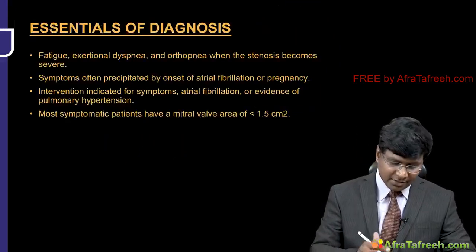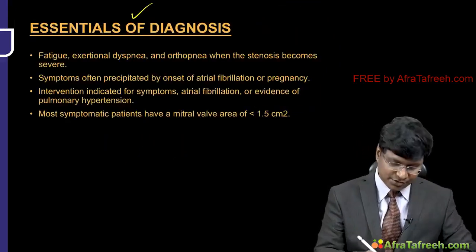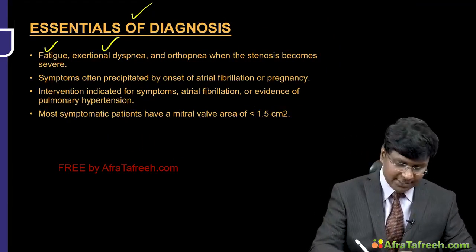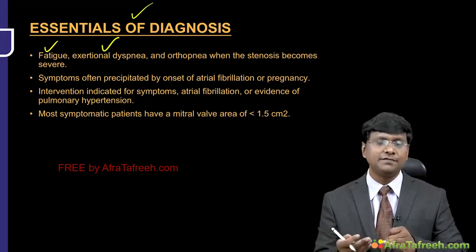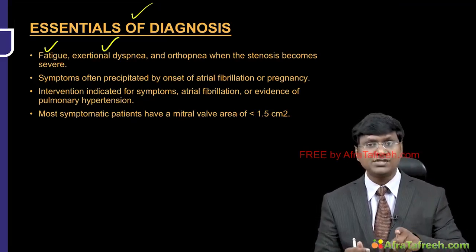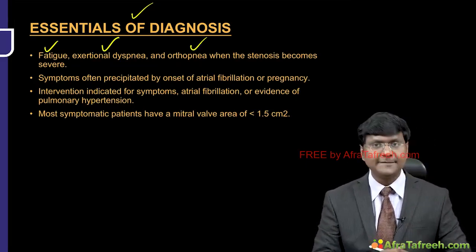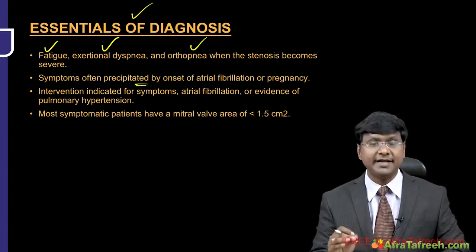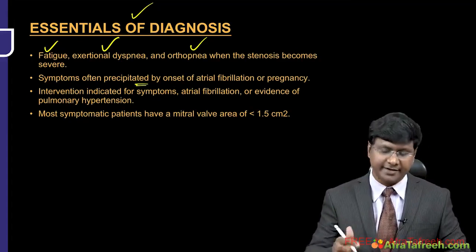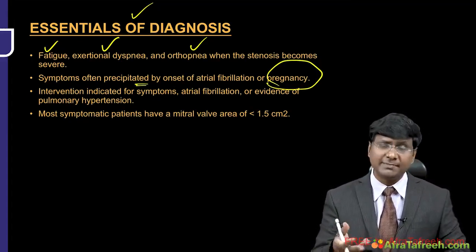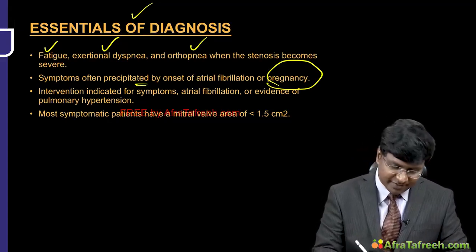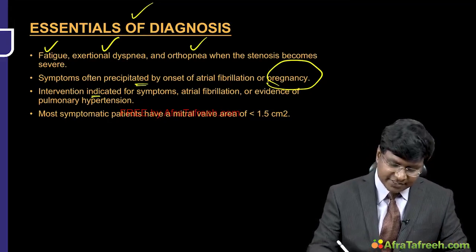Okay, summarizing the entire mitral stenosis: these individuals present with fatigue, because of decrease in cardiac output. They present with exertional dyspnea, because of decrease in pulmonary compliance or pulmonary edema. There will be orthopnea, again because of pulmonary edema. These symptoms are precipitated by atrial fibrillation or any condition which increases the heart rate, and also by pregnancy. Why? Because there is increase in fluid volume and increase in transmitral gradient, and there can be development of pulmonary edema. So interventions are indicated for symptoms, atrial fibrillation, or evidence of pulmonary hypertension.